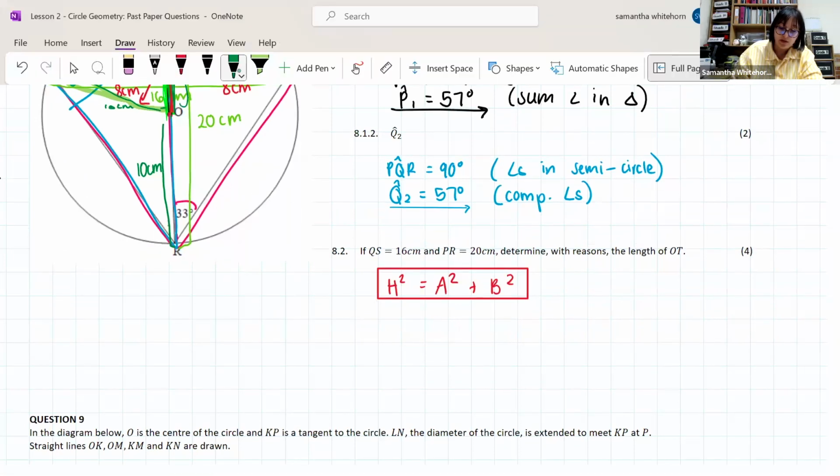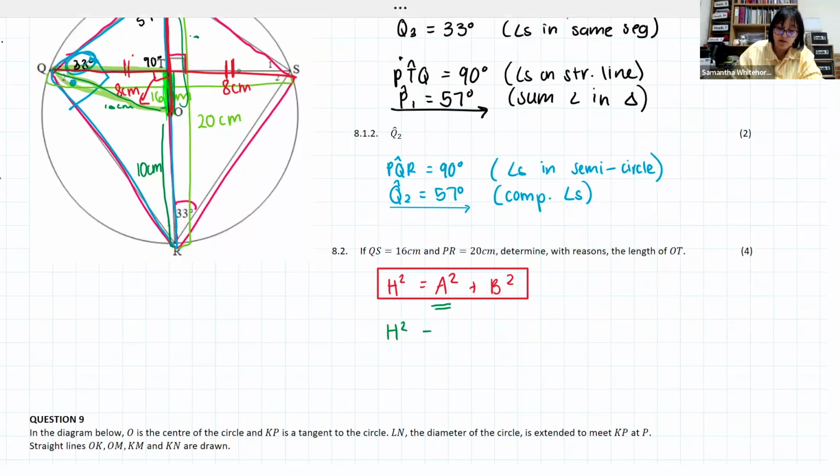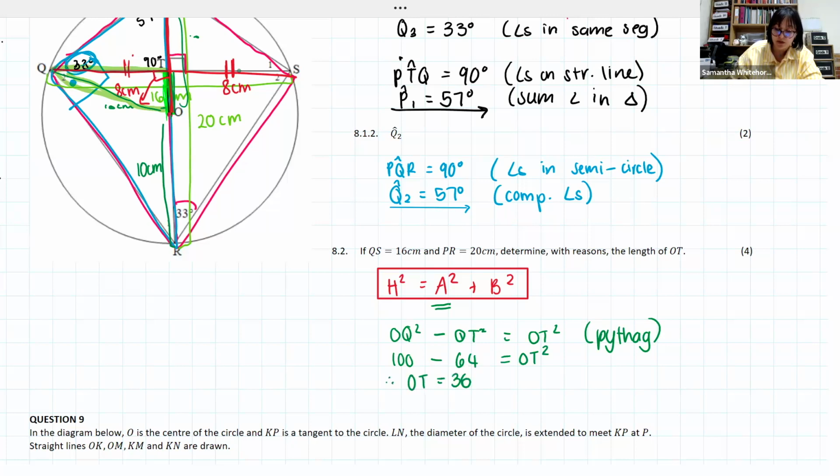Now, OT is one of these sides. So it would have to be the hypotenuse squared, so OQ squared minus QT squared, which would give us OT squared. And remember your reason Pythag. So this is going to be 10 squared, which is 100, minus 8 squared, which is 64, will give us OT squared. 100 minus 64 is 36. So OT is equal to 36. No, it's not. It's equal to the square root of 36, which is 6 centimeters.